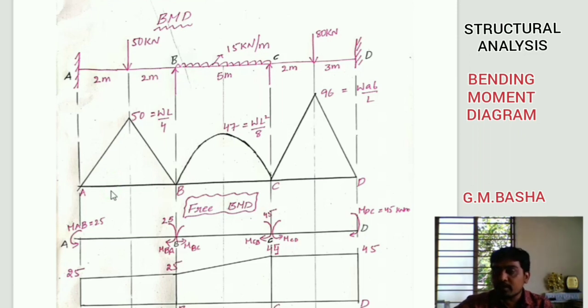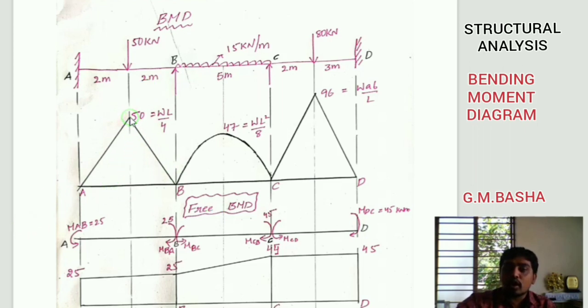So always remember, if a point load is given, the shape of the free BMD will be in the form of a triangle. The maximum ordinate point will be exactly wherever the point load is. So for a point load, exactly where the load is, only there will the maximum ordinate be. So see here, this is in the form of a triangle, and you can calculate that ordinate point.